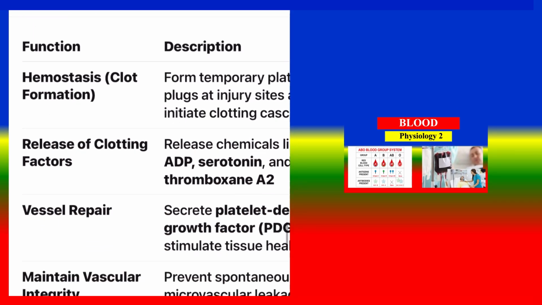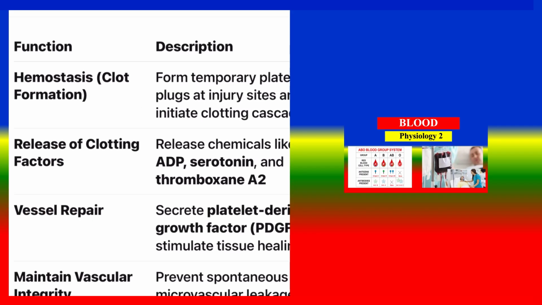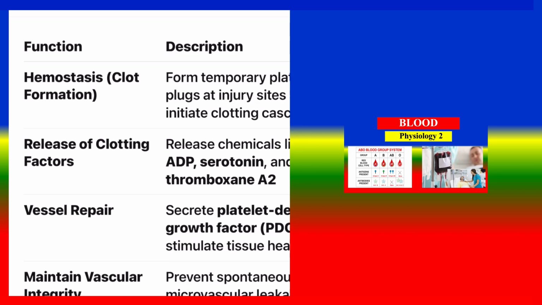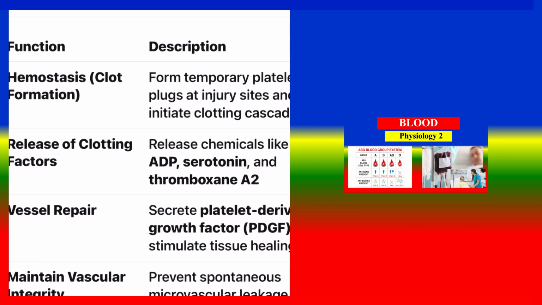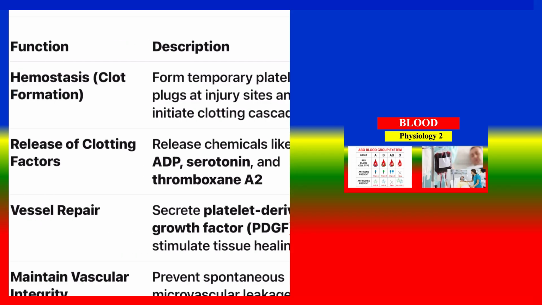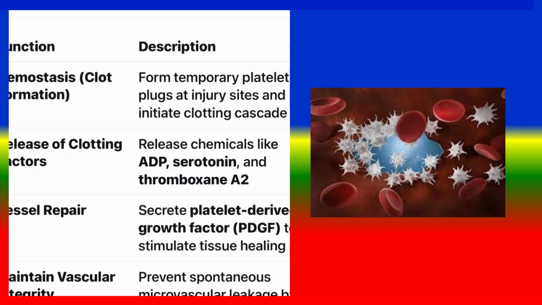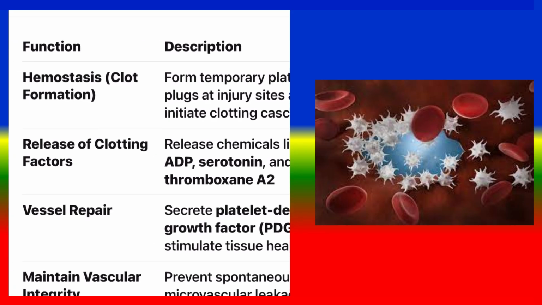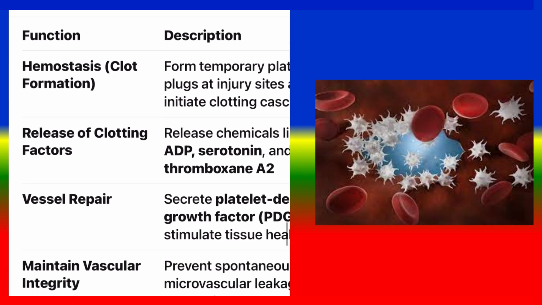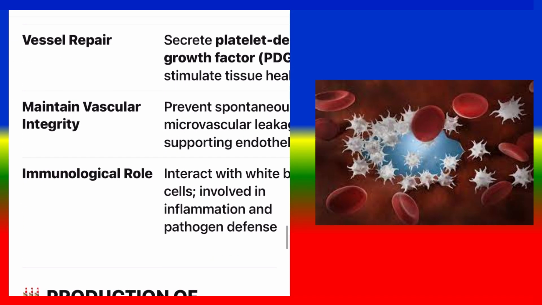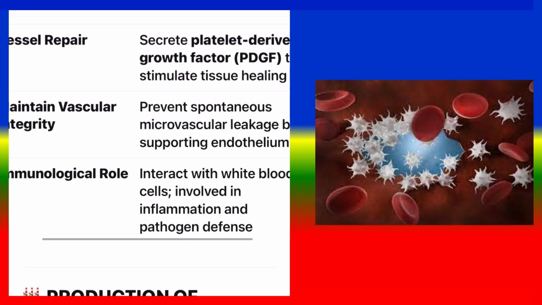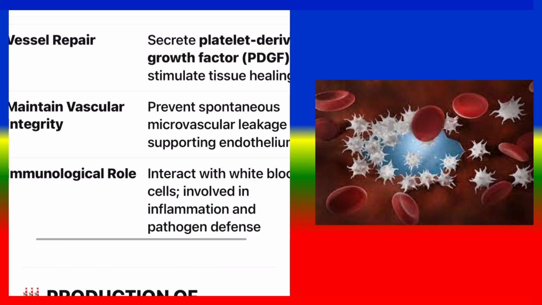Functions of platelets. Hemostasis, clot formation: form temporary platelet plugs at injury sites and initiate clotting cascade. Release of clotting factors: release chemicals like ADP, serotonin, and thromboxane A2. Vessel repair: secrete platelet-derived growth factor, PDGF, to stimulate tissue healing.